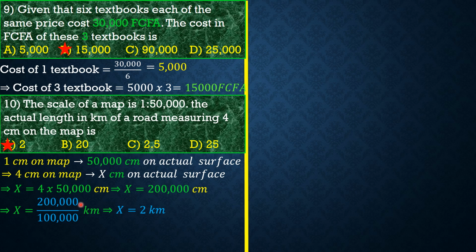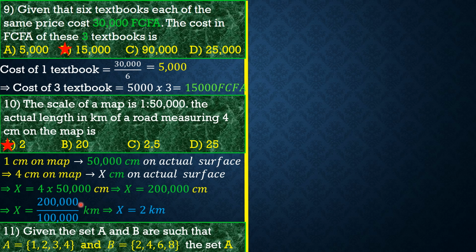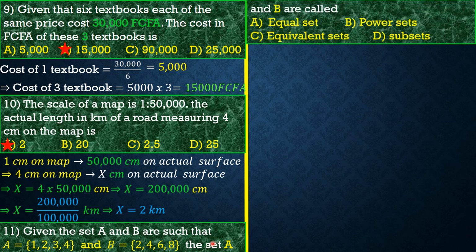Great. Okay. So, guys, question 11 simply reads that, given the sets A and B such that A is equal to 1, 2, 3, and 4, and B equals 2, 4, 6, 8. The sets A and B are called: A, equal sets; B, power sets; C, equivalent sets; D, subset. Okay. So friends, I'll just simply talk about the two of them.